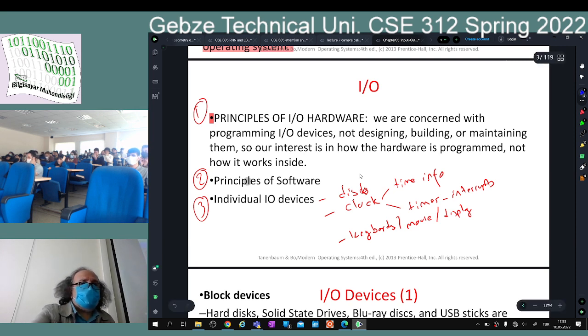So there are three main titles. Okay, we will first talk about the hardware. This course is not about hardware. It is about operating systems, but we need to know just enough hardware so that we can talk about the operating system part of it. So we are going to look at the hardware first, then the principles of I/O software, what kind of issues we have about them, and then we are going to look at the individual I/O devices one by one. For example, we are going to spend lots of time on the hard disks. We are going to spend lots of time on timers. Remember timers?